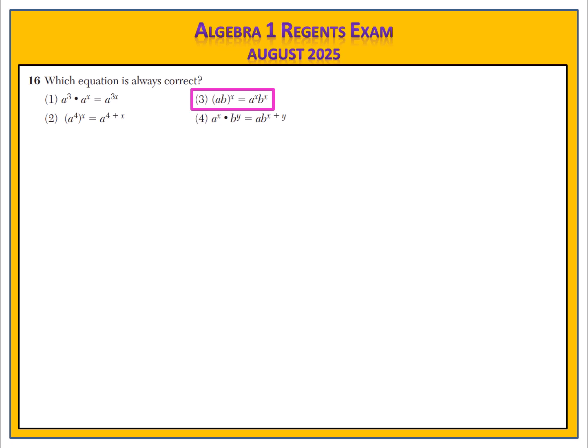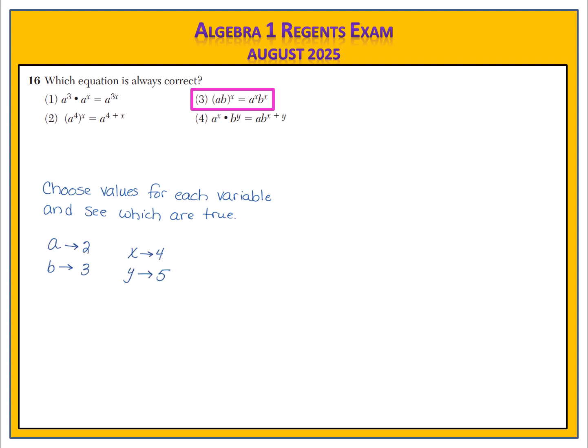If you don't want to deal with the exponent rules and you want something a little bit simpler, you can use your graphing calculator to accomplish this. You can choose values for each variable and then use the calculator to see which equation is true. These can be any numbers you want, although I would avoid using the number 0 and I would avoid using the number 1. Suppose I decide a will be 2, b will be 3, x will be 4, and y will be 5.